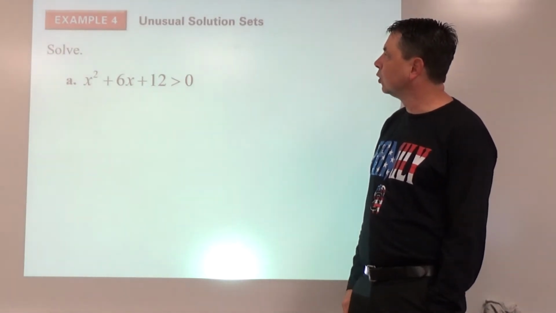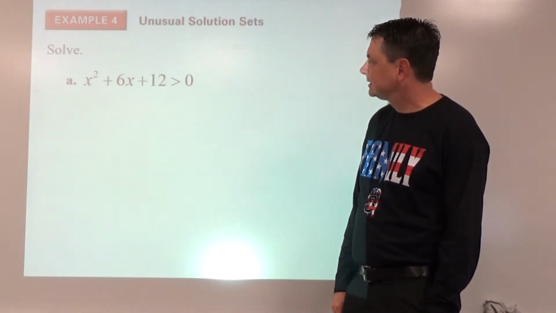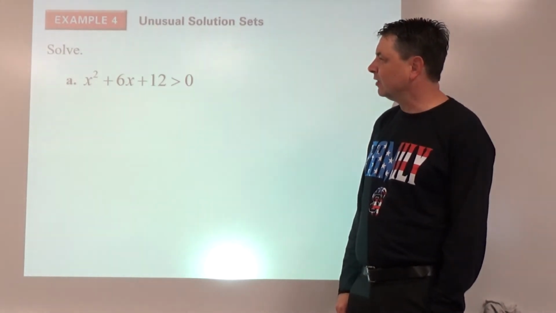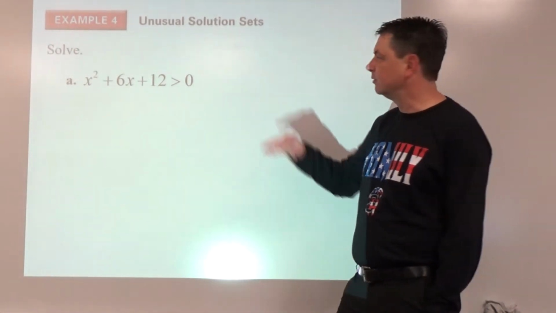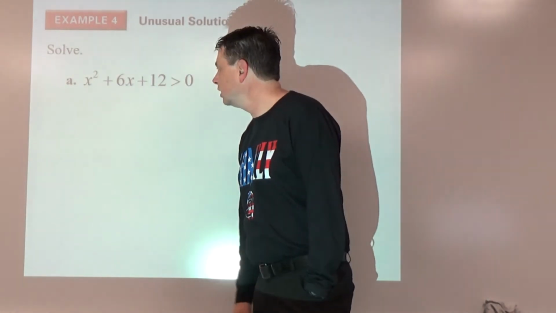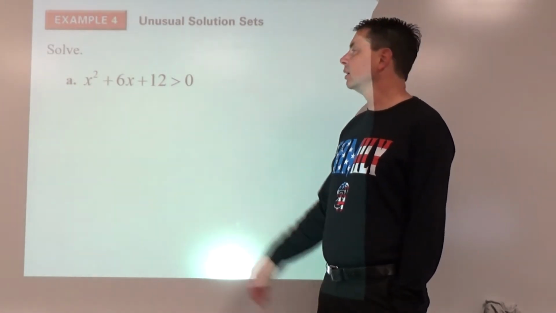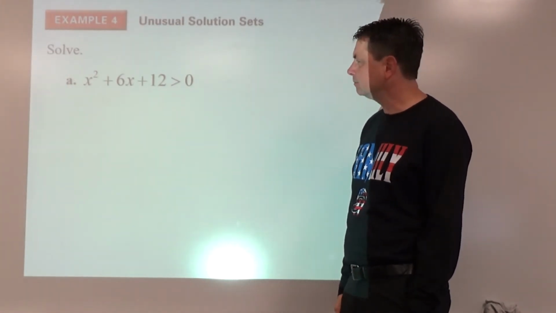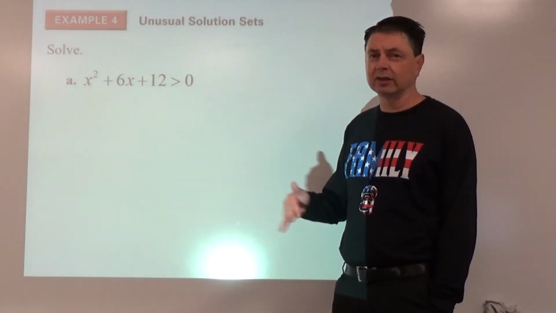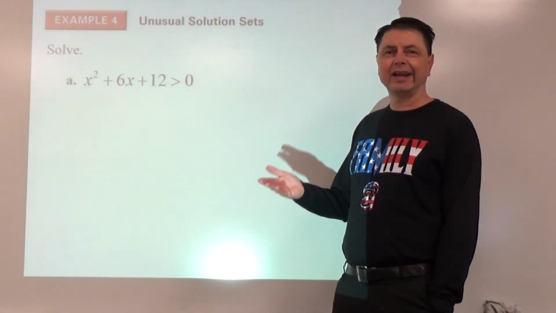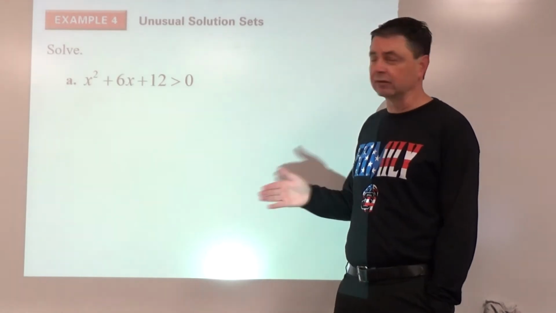All right, example number 4, unusual solution set. Solve. We got part A. I don't think that one factors. And in fact, if we were to go through the quadratic formula on that, or completing the square to look for critical numbers, I think they would only be imaginary. So that means that on the real number line, there are no critical numbers. And so when we just pick a number to test, we're testing the entire number line, the entire interval.